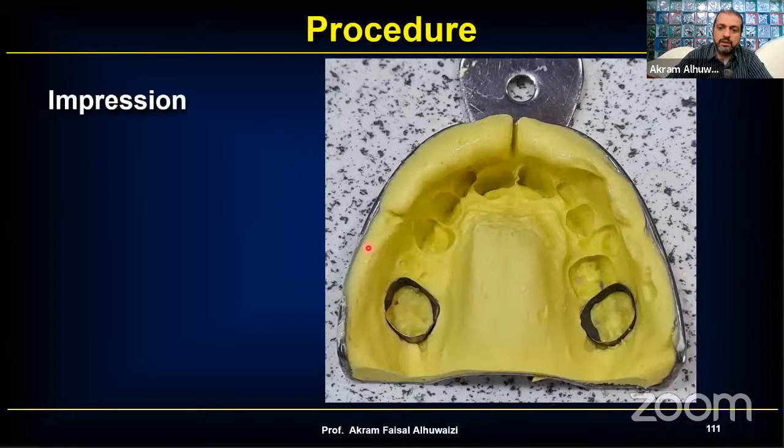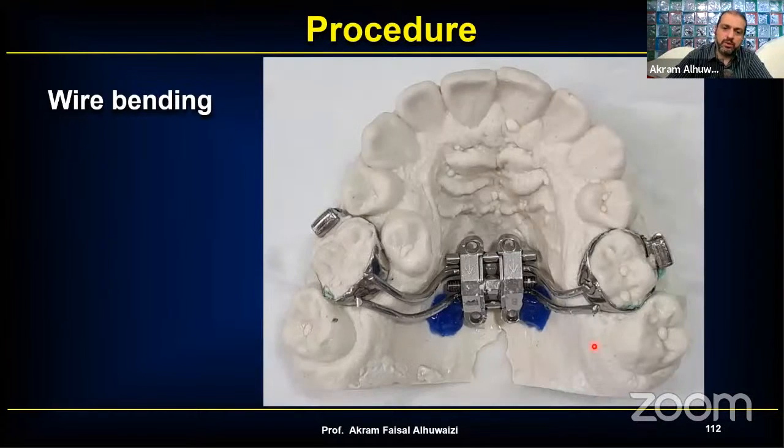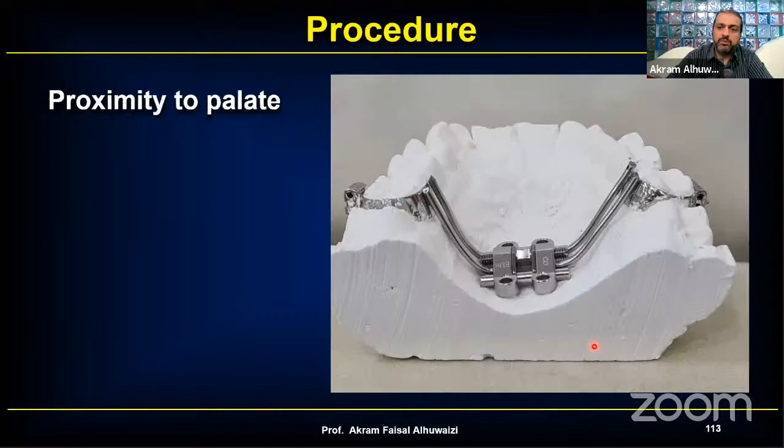What's the technique? Well, as you do with a rapid palatal expander. You put the appropriate bands on the 6s, you take an impression, you pour the cast, you do the wire bending, you fix the MARPE, and you really take care of the proximity of the appliance, the TAD, the screw itself, the body here, to the palate, because you want the screws to go in and you want this to be exactly flush with the palate.